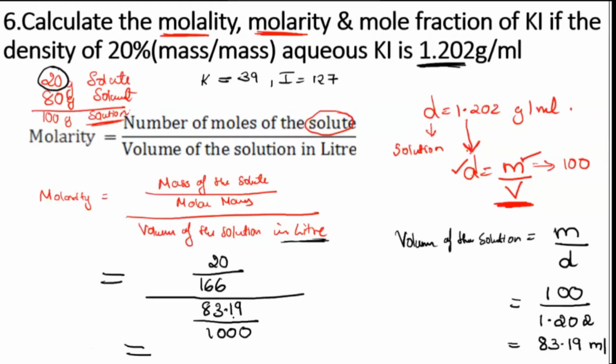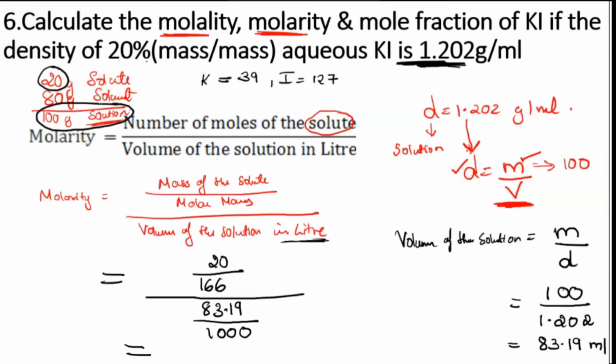I believe everyone is able to understand now how to work out this problem. It's an indirect kind of question to calculate molarity, where they had not given you the volume of the solution. You had to find volume using the density. They told you 20% mass by mass aqueous solution, so 20% means 20 gram of solute and 80 gram of the solvent. Together if you add them up, you get the mass of the solution, that is 100 gram.